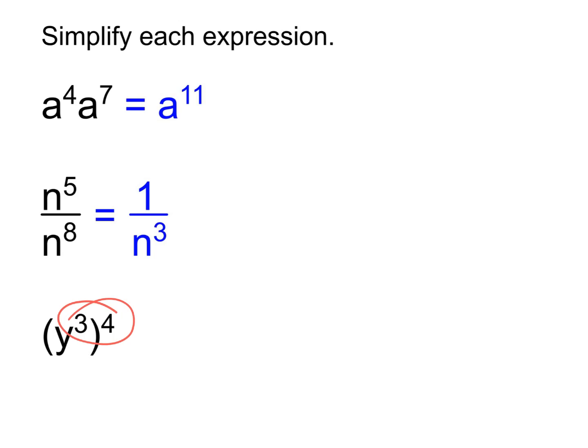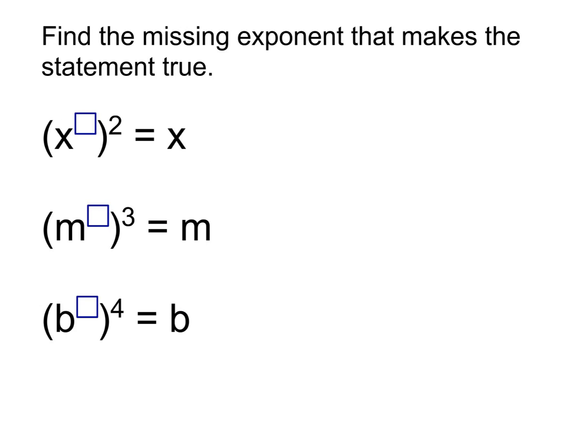We multiply them, yeah. And so I end up doing 3 times 4, which is 12, so that one ends up equaling y to the 12th. So remember, power to a power, you multiply those exponents. I wanted that in mind because it's going to make this little exercise a little bit easier on you. We're going to find the missing exponent that makes each of these statements true.